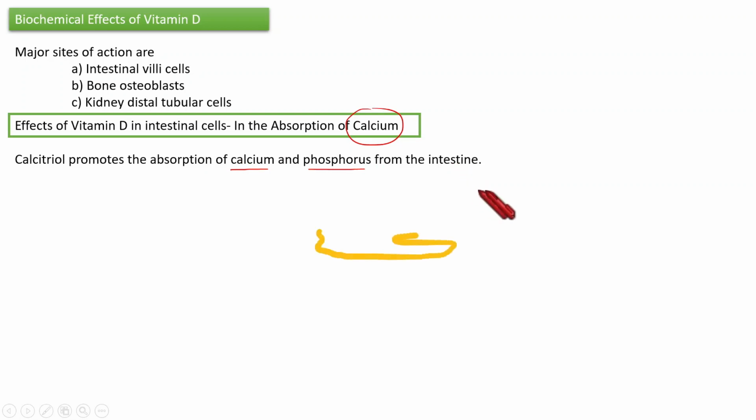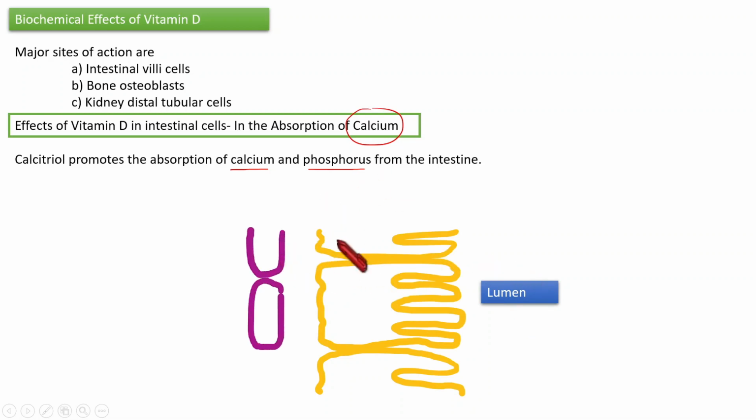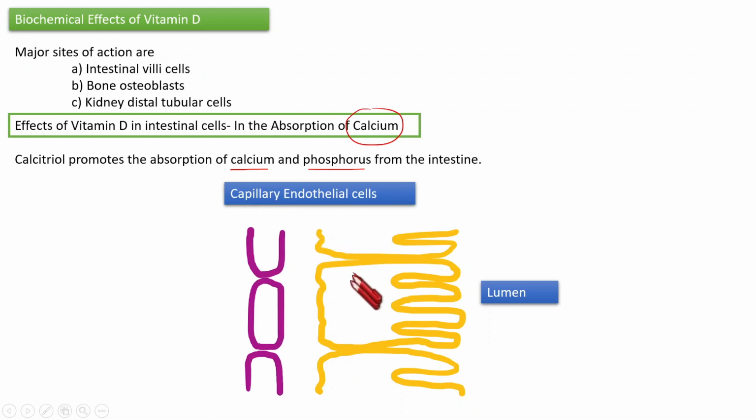Let's see. So I am going to draw some intestinal villi cells. We know that this is the brush border formed by villi, and this is the mucosal cell that lines the intestine, and this is the lumen. Lumen means the space inside the intestine. Clear? And next to that intestinal mucosal cell, there will be blood capillaries. So these are capillary endothelial cells.